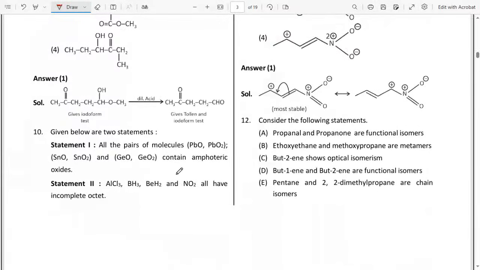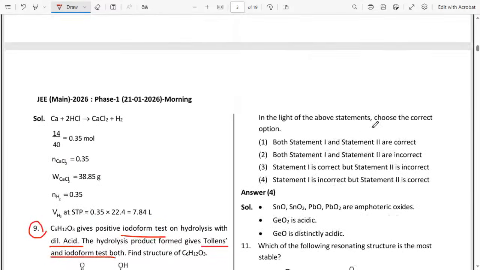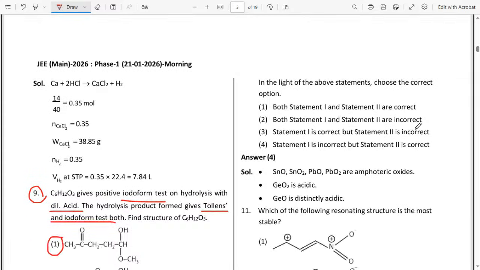Next, question number 10. Given below are two statements. Statement 1: All the pairs of oxides, lead oxide, lead dioxide, tin oxide, tin dioxide, and germanium oxide, germanium dioxide, contain amphoteric oxides. Statement 2: AlCl3, BH3, beryllium hydride, that is BeH2, and NO2 all have incomplete octet. These are the two statements. In the light of the above statements, choose the correct option.